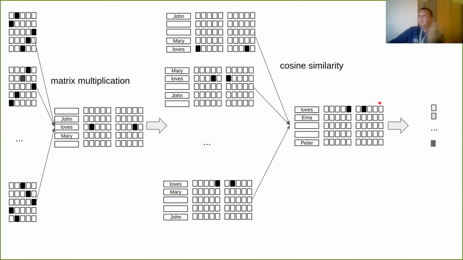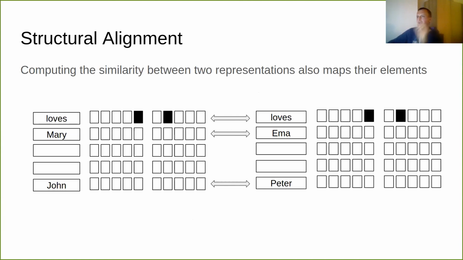And that is how the parallel algorithm works, but that's a technical detail. Let's not focus on it. But what's important is that computing the similarity, maximizing the similarity between these two representations, not only gives you how similar these representations are, but it also tells you what the alignment is. Which entity in the first representation goes to which entity in the second representation. So this operation computes the similarity and does the analogical mapping in a single operation.